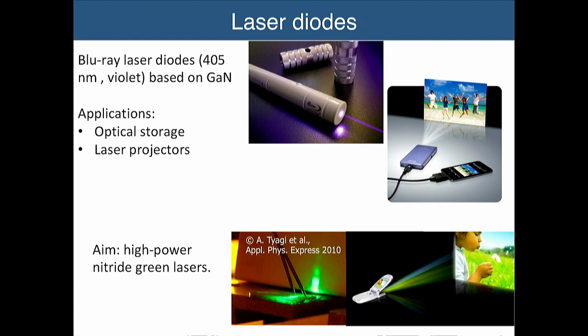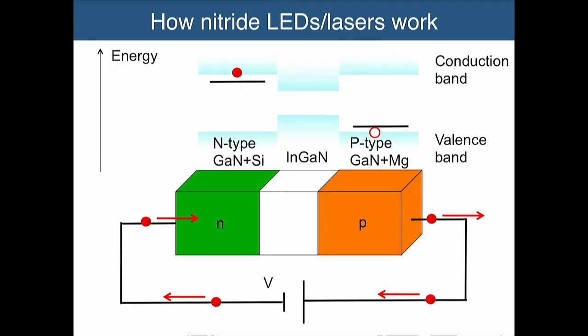I want to mention another system where phonon-assisted absorption matters, and that is laser diodes, like the pointers I'm showing you. For example, Blu-ray lasers, which are actually violet, emit at 405 nanometers based on gallium nitride. We're using them for optical storage, for laser projectors. And today we want to develop a powerful green laser so we can combine a red, a green, a blue laser to make projectors that can fit in 1 cubic centimeter, say inside your cell phone instead of this bulky object. One limitation there is this kind of absorption.